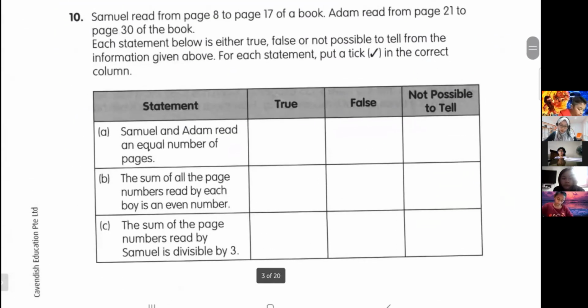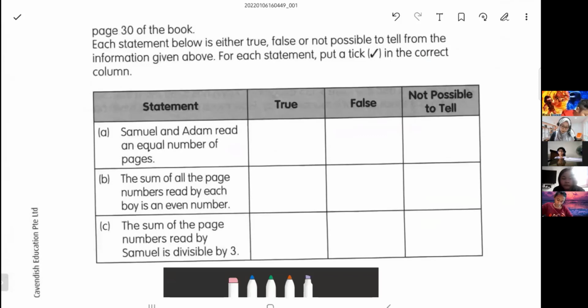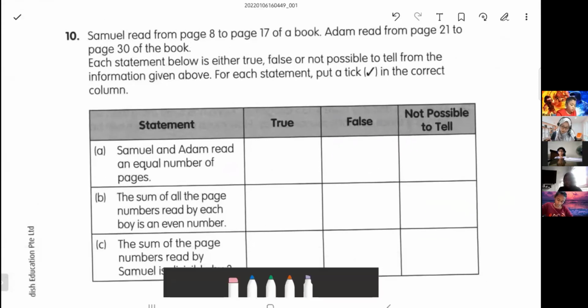The last question before we go for a break. Samuel read from page 8 to page 17 of a book. Adam read from page 21 to 30 of the book. Each statement below is either true, false, or not possible to tell from the information given above. Samuel and Adam read an equal number of pages.